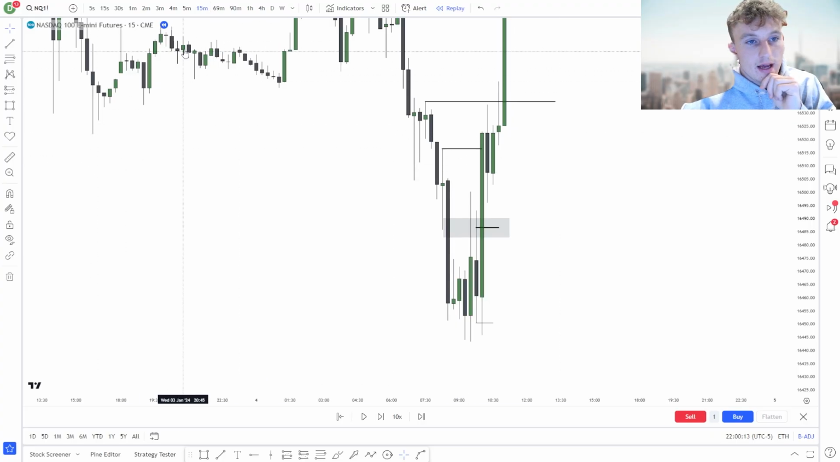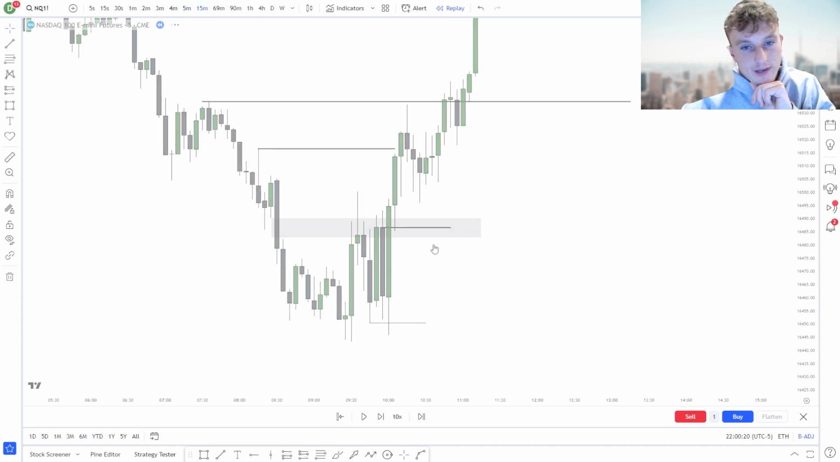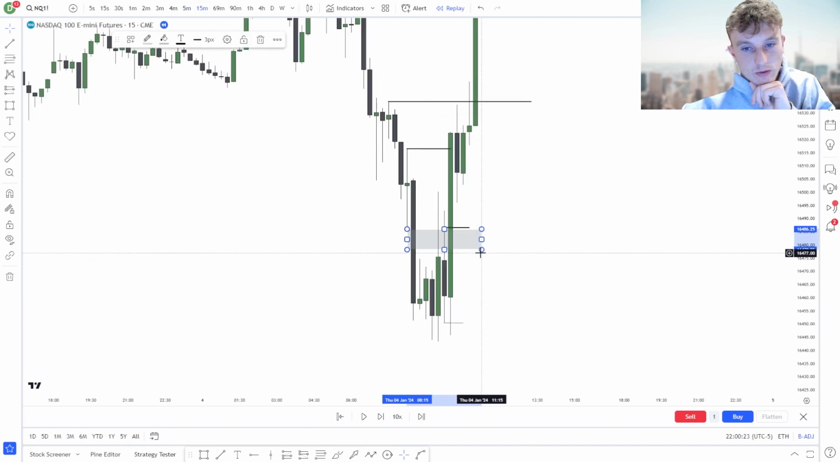Okay. But in this example, let's say I didn't know the bias. We have a fair value gap here and a fair value gap here next to each other. So I'd have to go in the 15-minute and combine it into a singular one. All right.